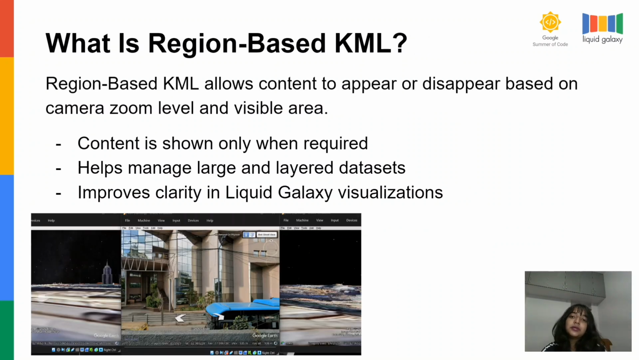What is region-based KML? Region-based KML is a feature that allows KML content to appear or disappear based on the visible geographic area and the current zoom level. Instead of displaying everything all the time, we define rules that say show this content only when zoomed in and hide it when zoomed out.